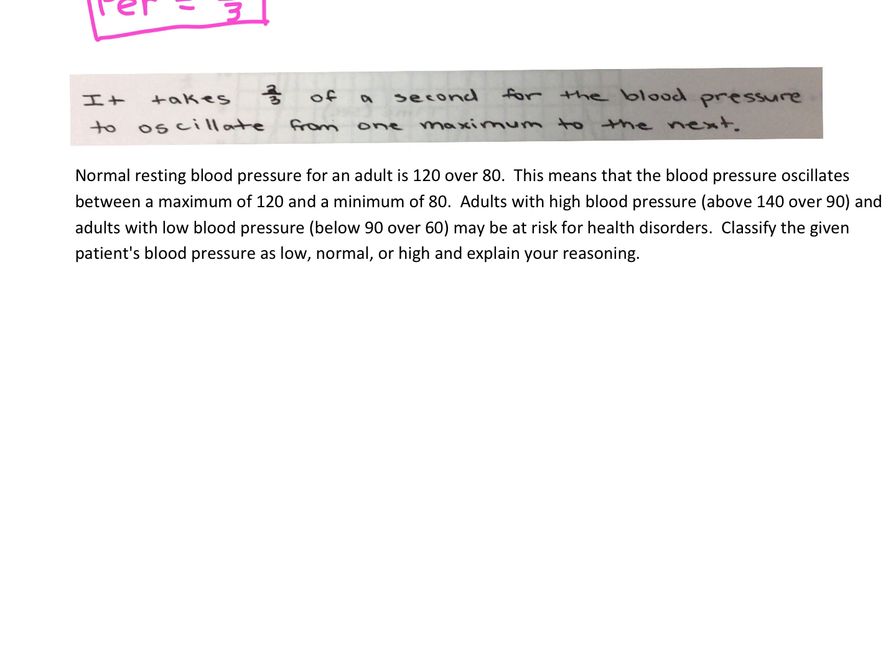All right, so the last part says normal resting blood pressure for an adult is 120/80. This means that the blood pressure oscillates between a maximum of 120 and a minimum of 80. Adults with high blood pressure, above 140/90, and adults with low blood pressure, below 90/60, may be at risk for health disorders. Classify the given patient's blood pressure as low, normal, or high, and explain your reasoning.